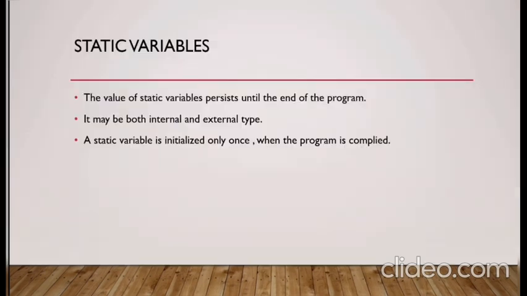Now static variables. The value of static variable persists until the end of the program. A static variable may be either an internal type or an external type depending on the place of declaration. A static variable is initialized only once when the program is compiled. It is never initialized again.